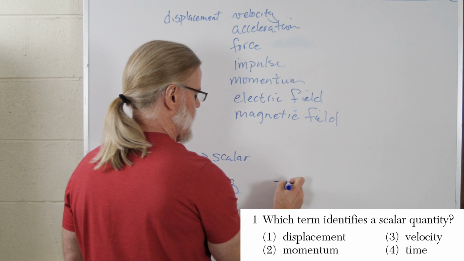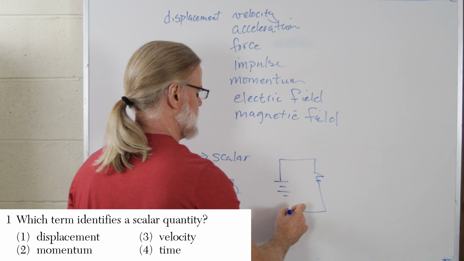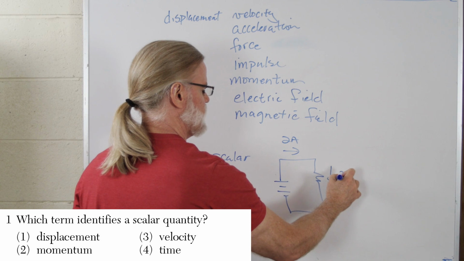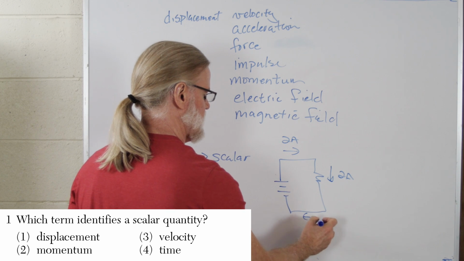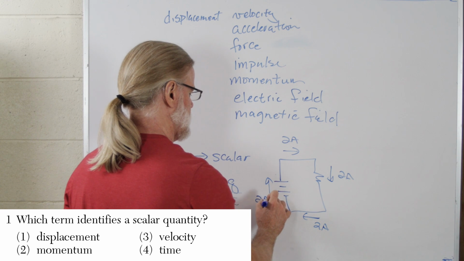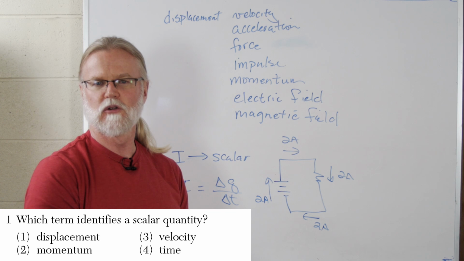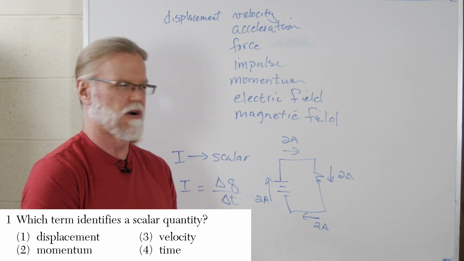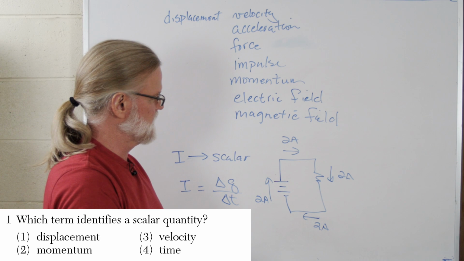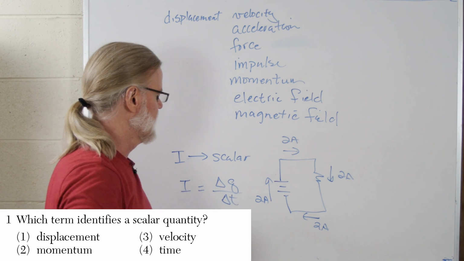If you had a circuit like this, and you had 2 amps going that way and 2 amps going this way, we would have the same amount of current everywhere because this is just a series circuit. Those don't add up to 0. If those were vectors, then maybe they would add up to 0 if you added those 4 vectors. So current is really a counting, the amount of charge that goes by in a given amount of time.